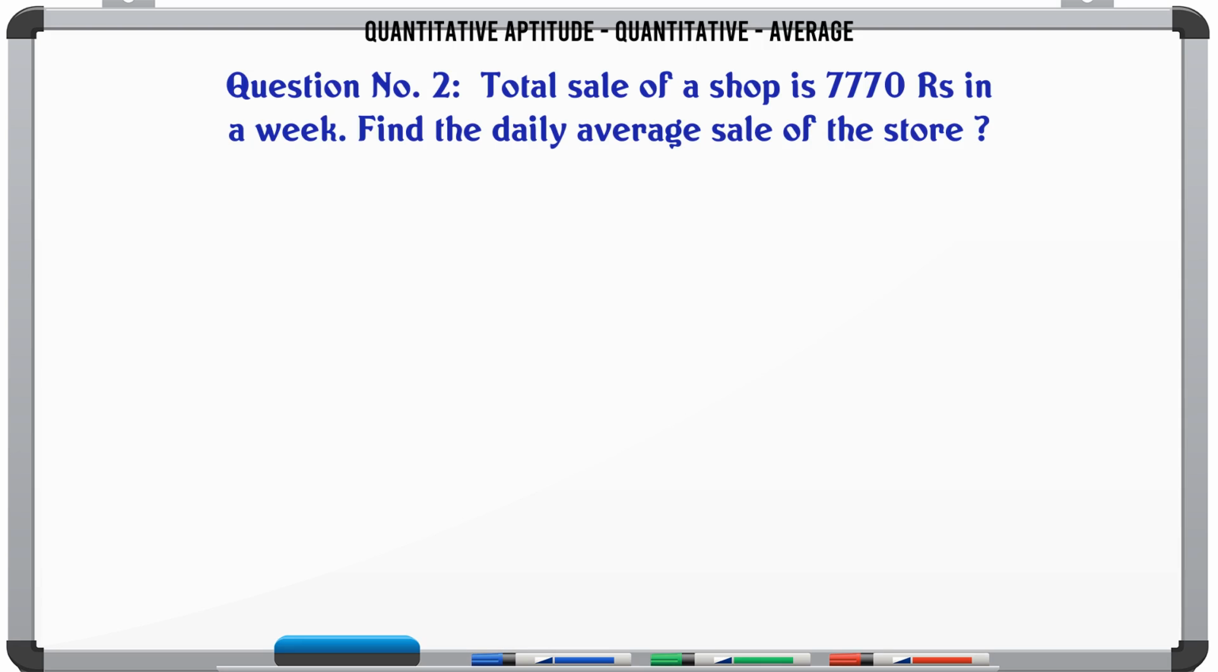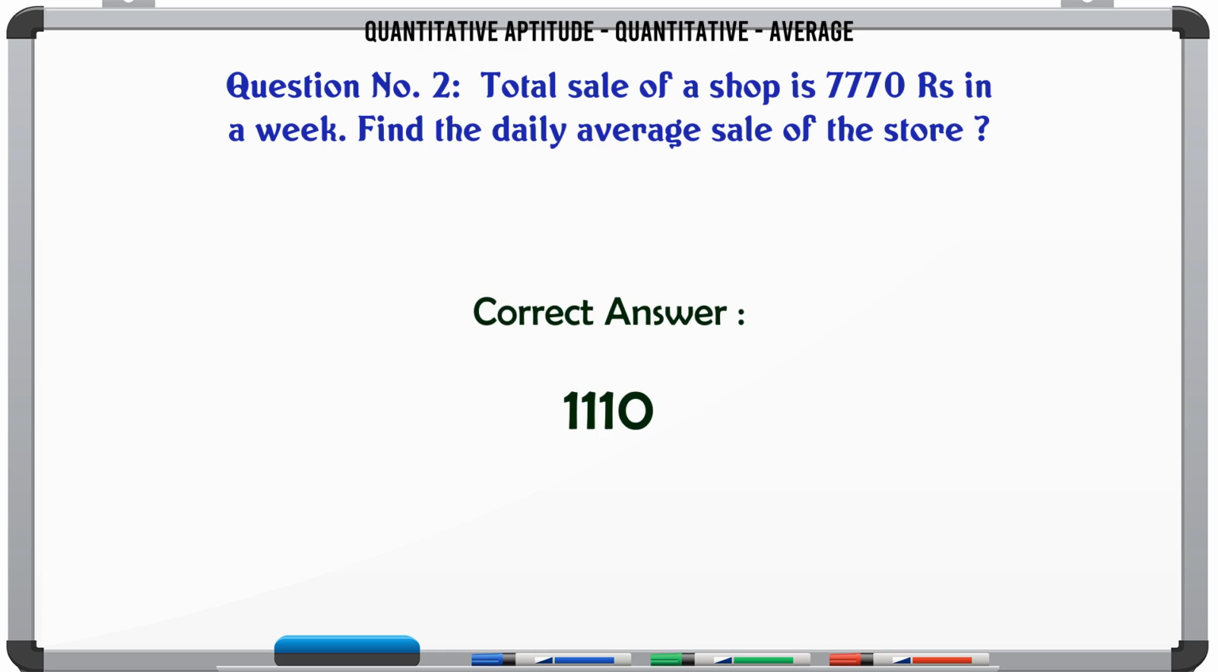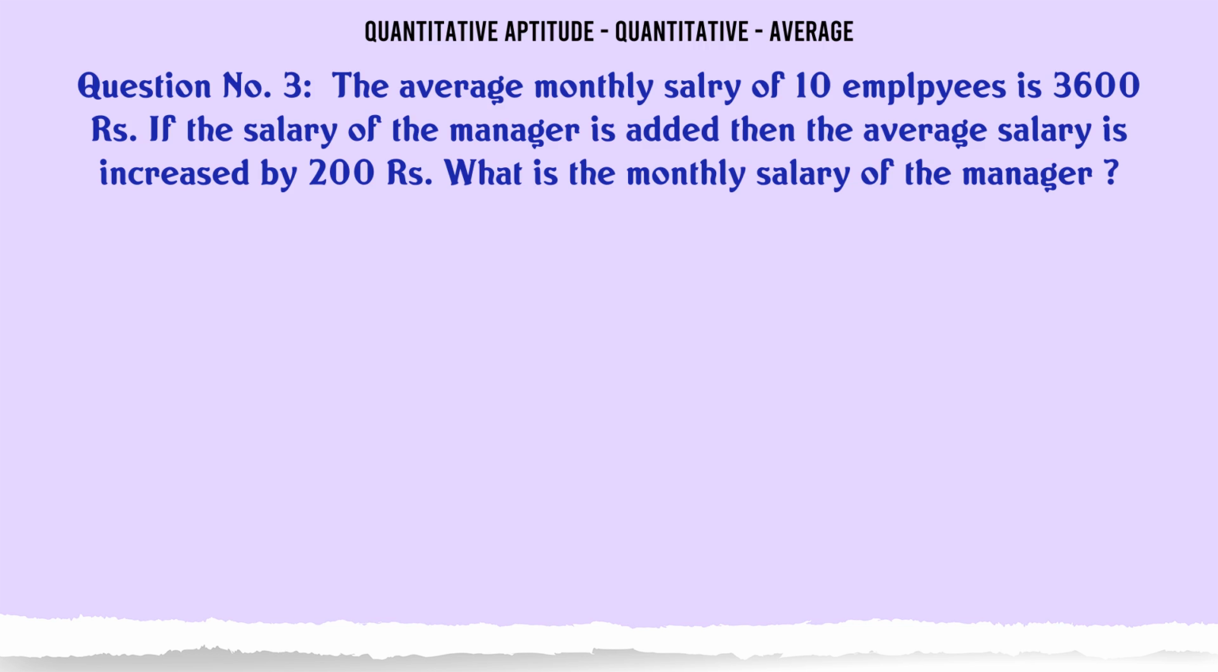Total sale of a shop is 7,770 rupees in a week. Find the daily average sale of the store. A 111. B 1,110. C 770. D 999. The correct answer is 1,110.